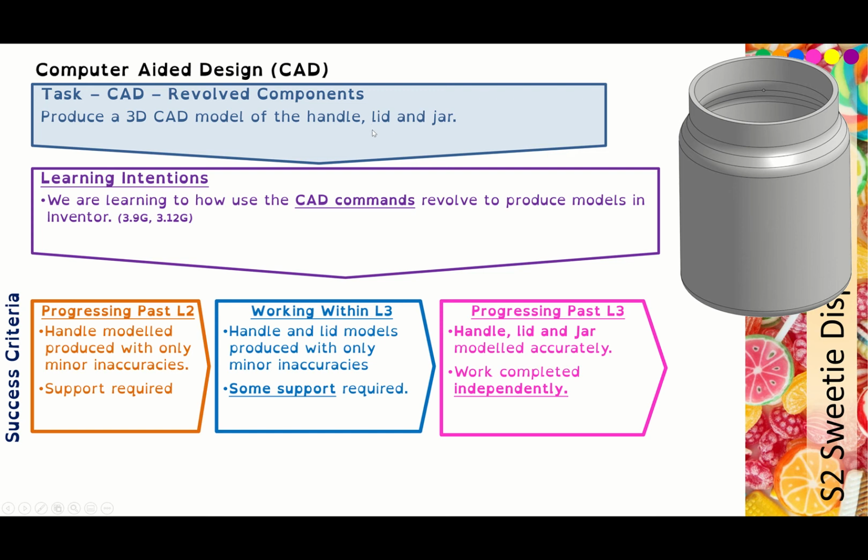Hi there, this is the final tutorial we're going to be doing on revolve components, and we're going to be modelling the jar. We're obviously going to be using the revolve command again, but we're also going to be using the shell command to shell out the inside of the jar. So we go into Onshape there.